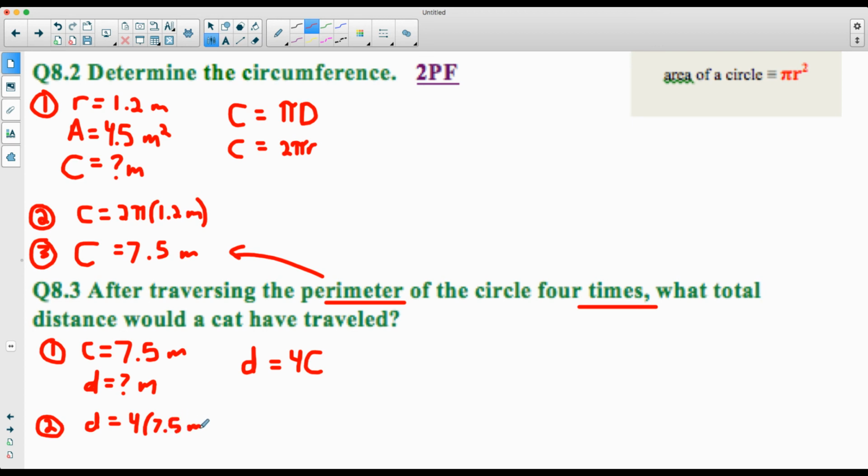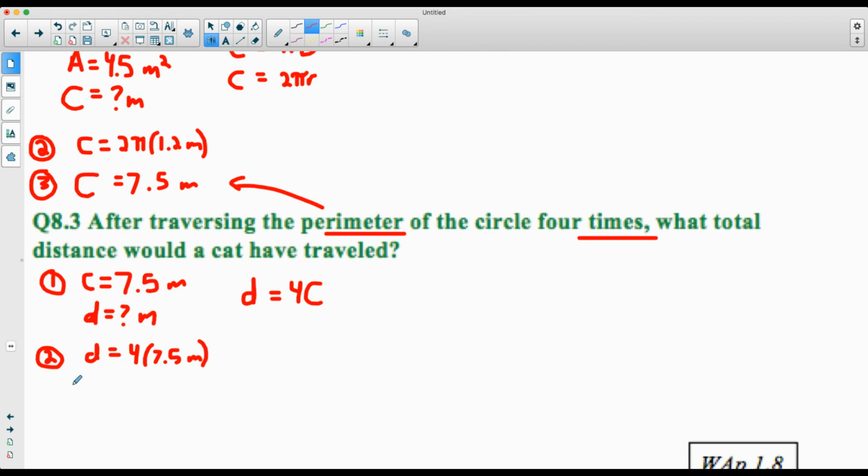Now, by the way, the 4 here is not 1 sig fig. If they tell you it's traversed 4 times, a counting number like that, generally you can assume that means exactly 4. So that's infinite sig figs, which means we follow the 7.5. So we'd go 30 meters here. Now, you may argue, oh, wait a minute, but how do you know it's exactly 4? And then you could get sig figs on your 4. But for a problem written like this, we just assume that's a counting number, and we don't worry about its sig figs. All right, good.